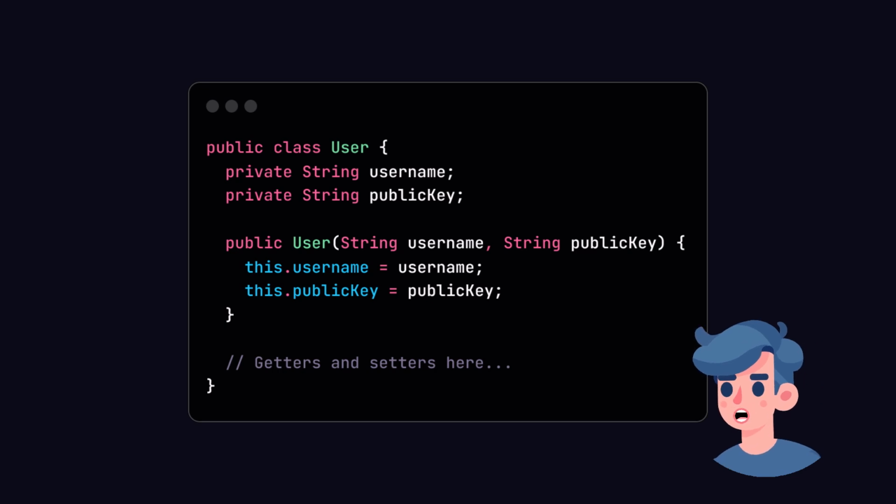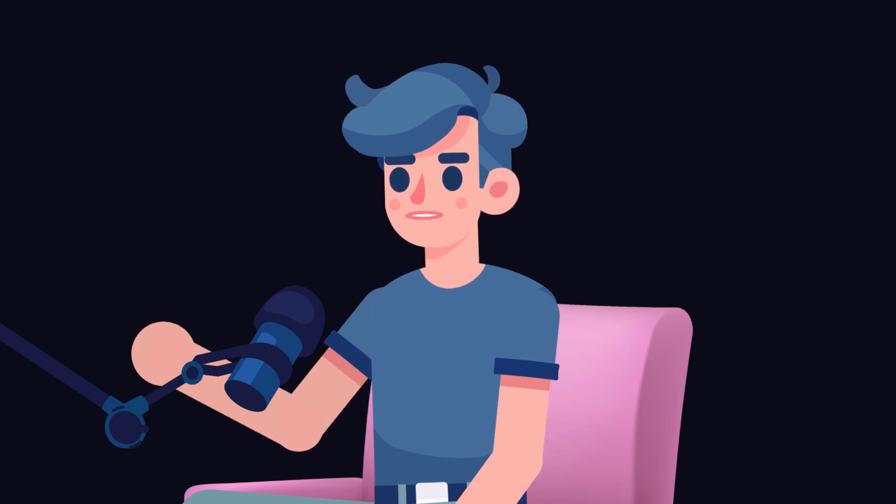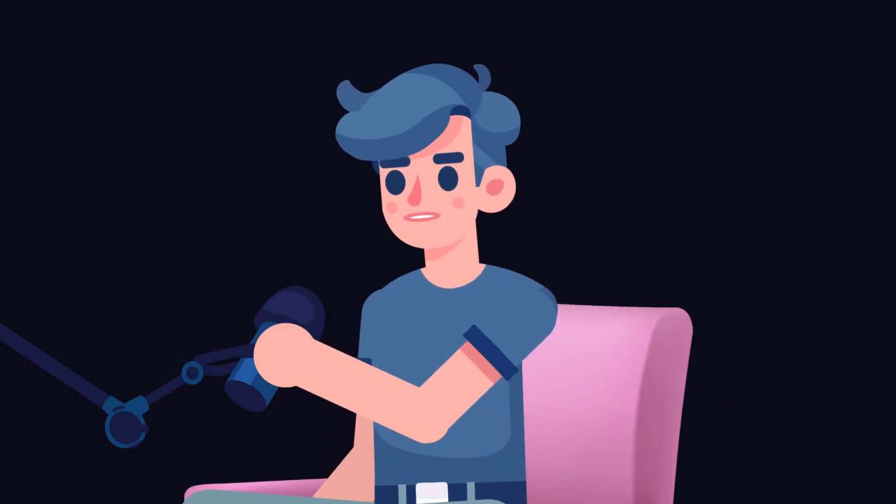First, let's build a User class that represents the users of our decentralized social network. This class has two private fields, username and public key. The public key represents the unique identifier for each user in our decentralized system. Make sure to generate the getters and setters for these fields.